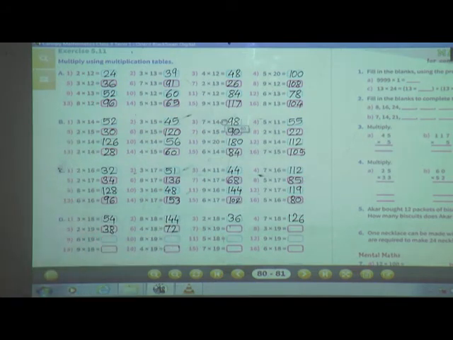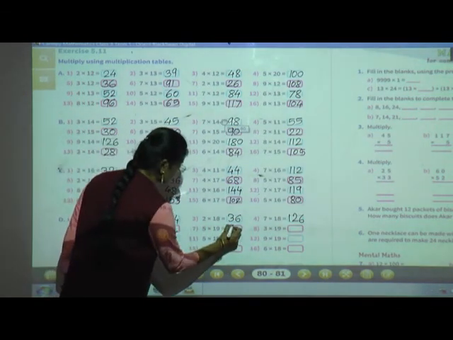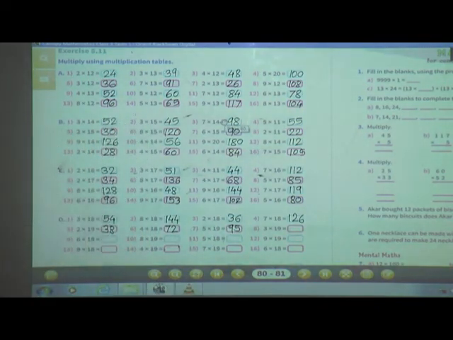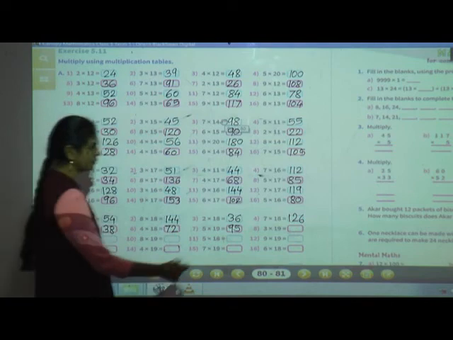Next, 5 into 19, now here you have to say the table of 19. 19 fives are, say the table in your mind. Say the table of 19 and tell me the answer. 19 fives are 95, correct. Next, 3 into 19, again say the table of 19 only. 19 threes are 57, okay.